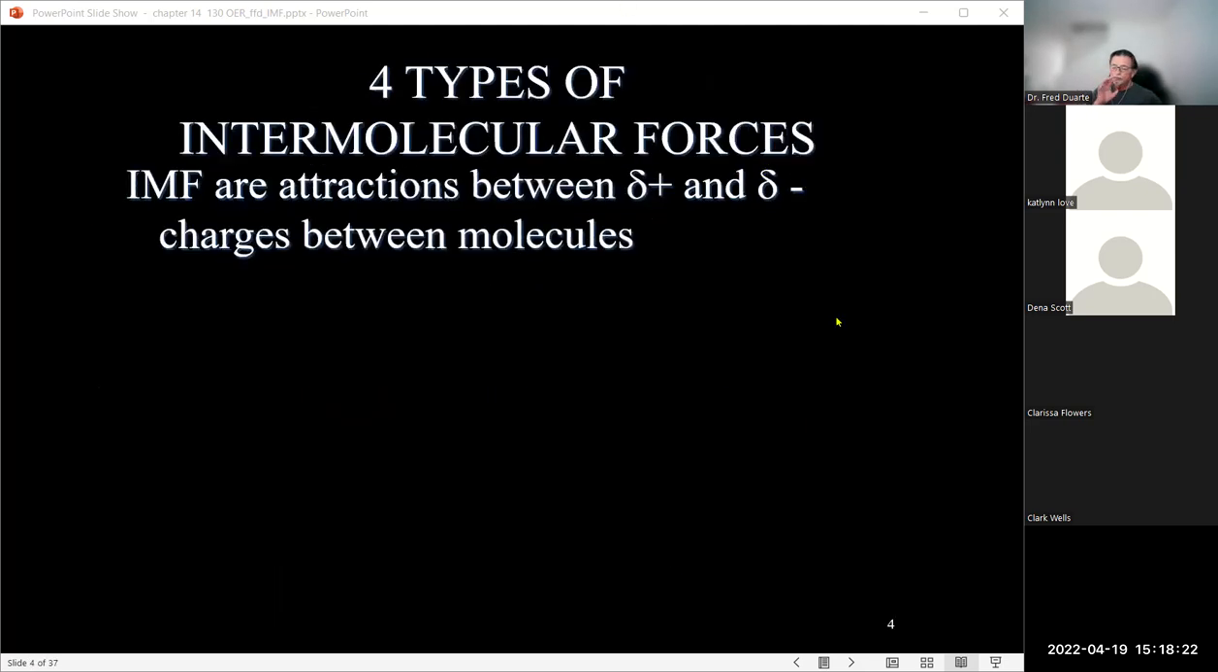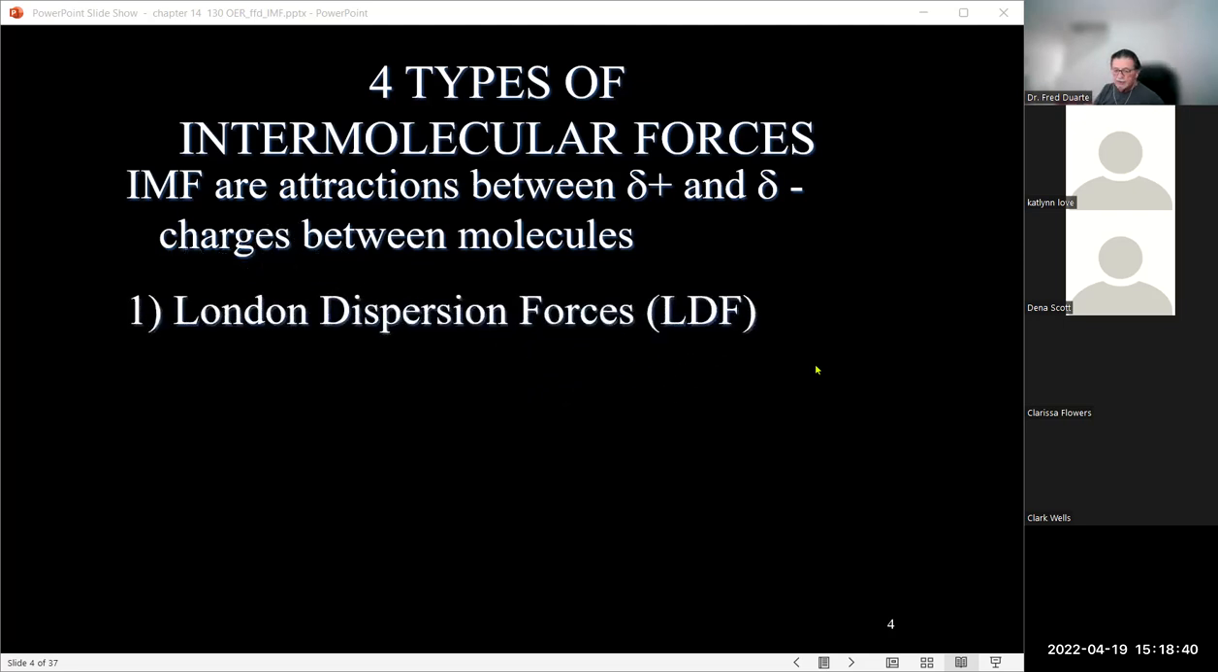Now, there are 4 types of intermolecular forces. These are interactions that occur between the partial positive and the partial negative charges between molecules. All right, the very first one is called the London Dispersion Forces, okay? London Dispersion Forces. Of the forces, there's actually 4 we're going to talk about, but the 3, 1 through 3, deal with covalent compounds. The 4th one deals with ionic aqueous systems, and we'll have more to say about that in a second.